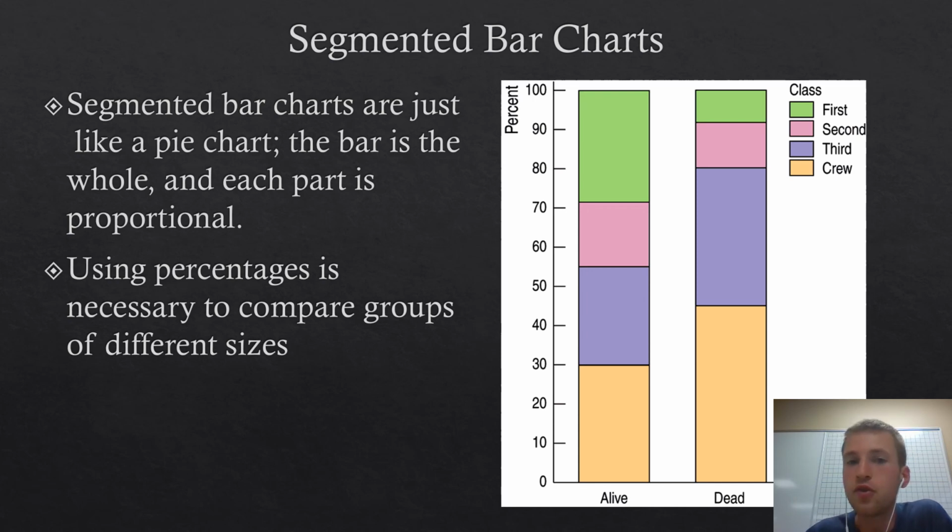So what I'd encourage you to do is go back, take a look at the pie chart for those who lived and those who died, and then see if you can see the connection between the pie chart and the segmented bar chart of this data. And a final note, you know we talked about relative frequency displays, you definitely want to use relative frequency displays when you're comparing groups of different sizes.